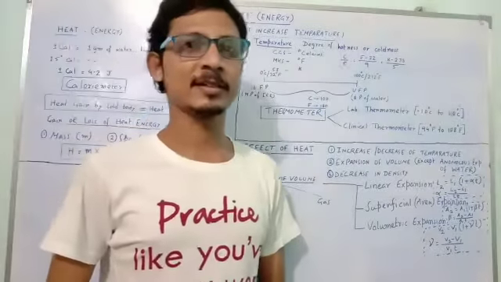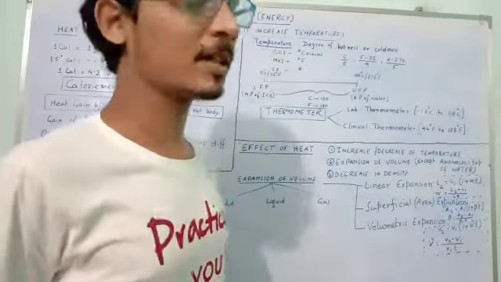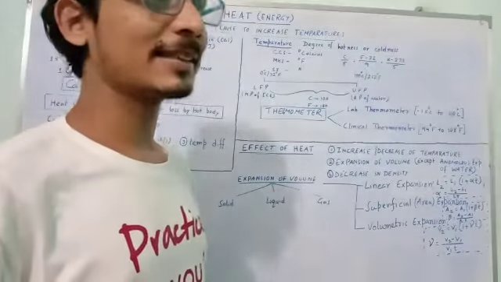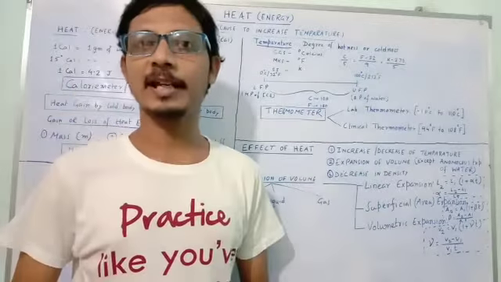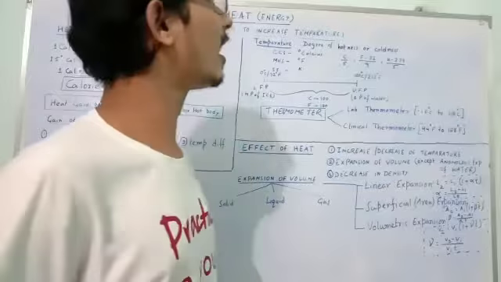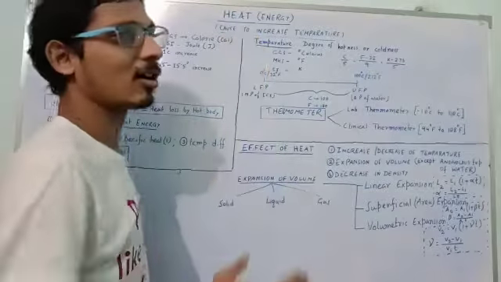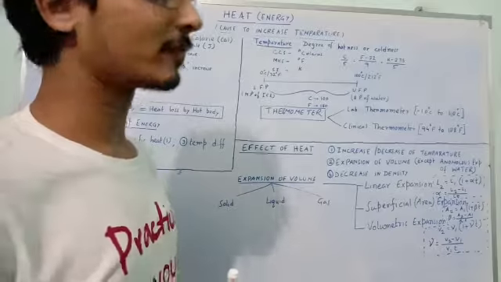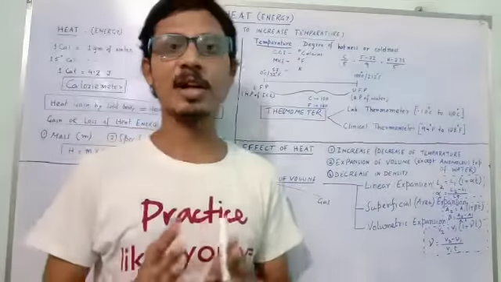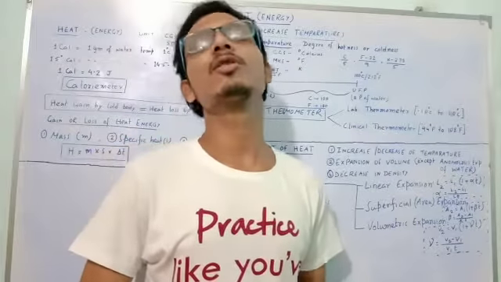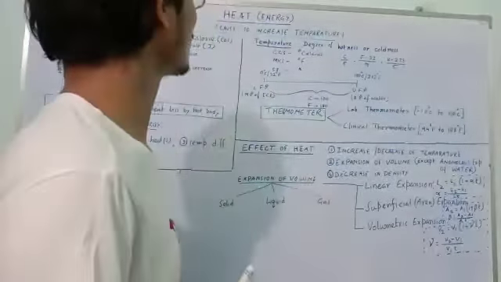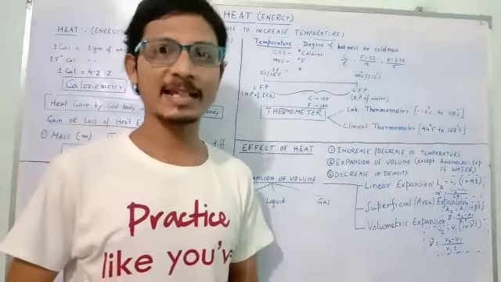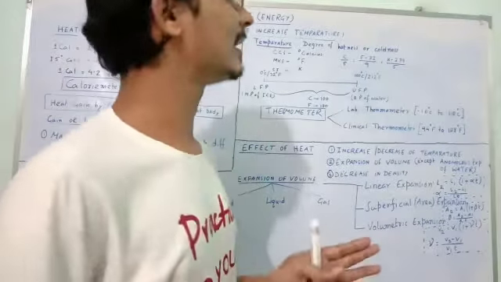Hello students, today our topic of discussion is heat. Unlike other forms of energy, heat is also a kind of energy. That means like other forms of energy, it can only be transformed from one form to another: light energy to heat energy, chemical energy to heat energy, mechanical energy to heat energy, like this.